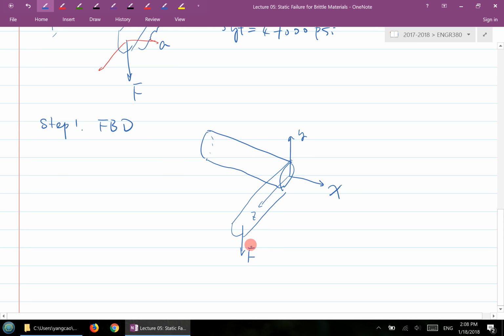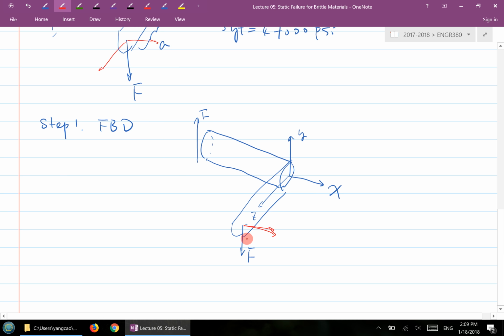In order to balance this force, what do we need? We need a force going up to balance this F right here from the wall. So the wall has an action-reaction force at the same time. And if you think about it, F times this distance, so this R cross F, will give us a bending moment.